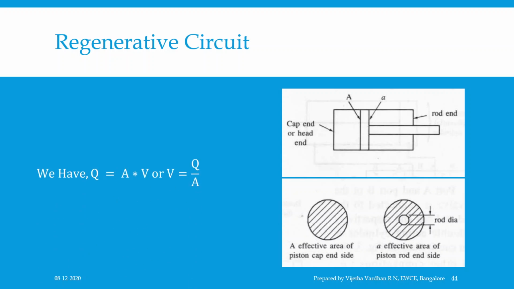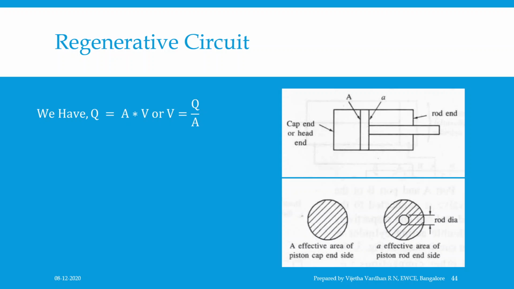Now we have Q is equal to A into V, where Q is the flow rate, A is the area of the cross section of the flow, and V is the velocity of flow of the fluid. Now, by the equation Q is equal to A into V, we can write V is also equal to Q by A.